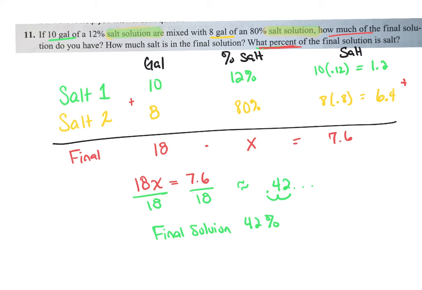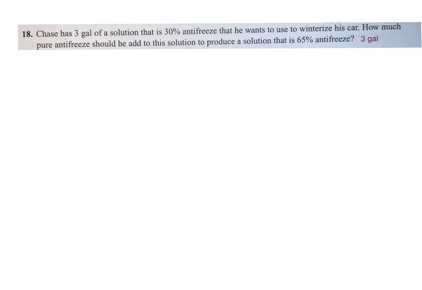It says, how much of the final solution do I have? I actually solved for that a long time ago, didn't I? How much? Well, I have 18 gallons. Well, then how much of it is salt? Well, I answered that too, didn't I? Right here, 7.6, right? 7.6 salt.